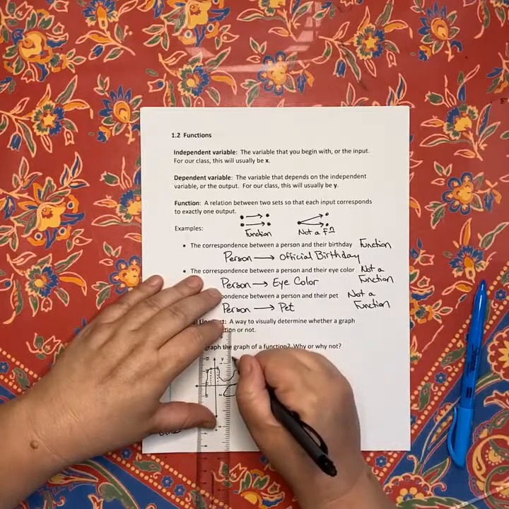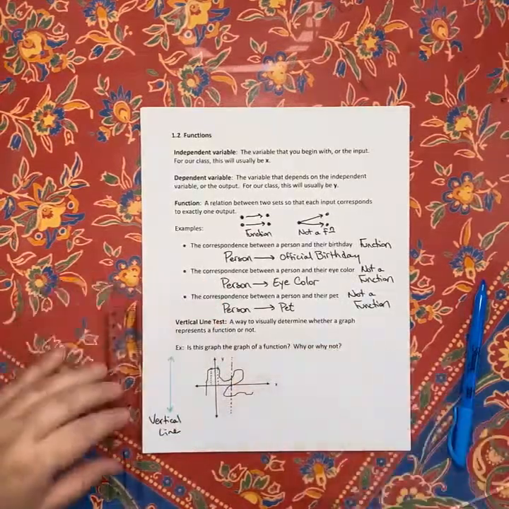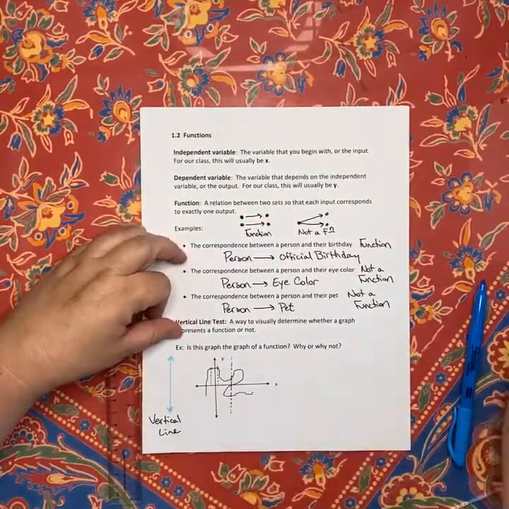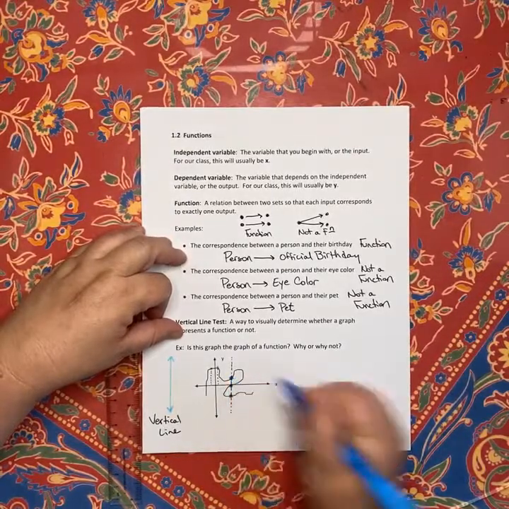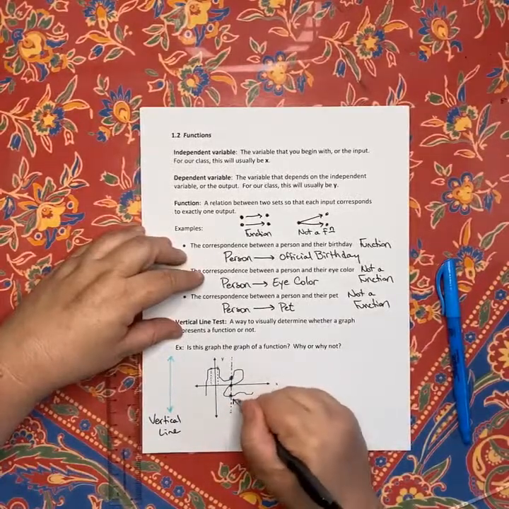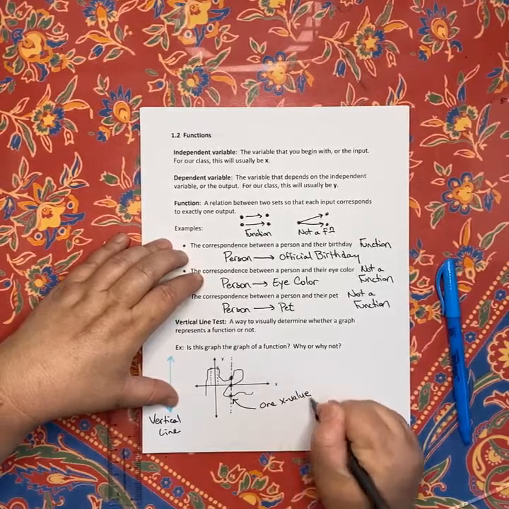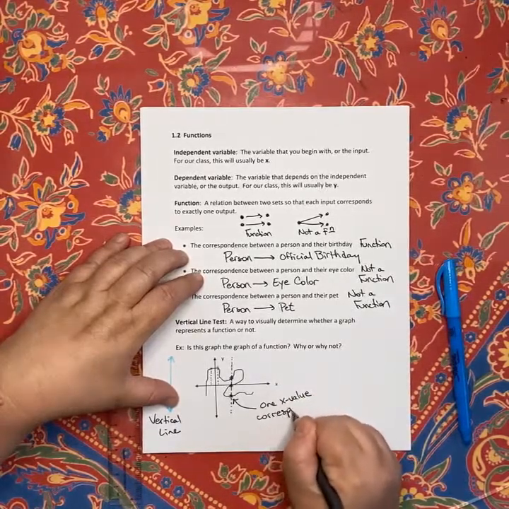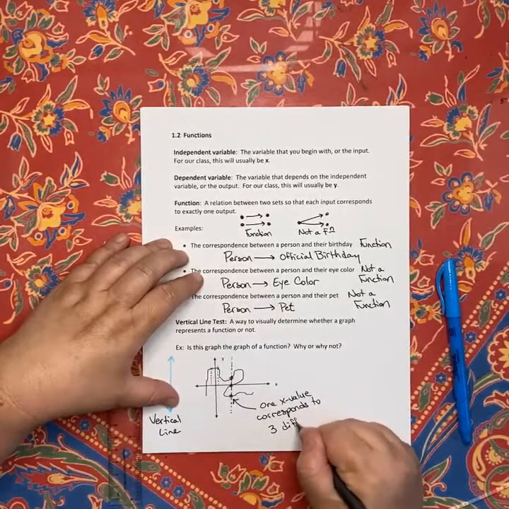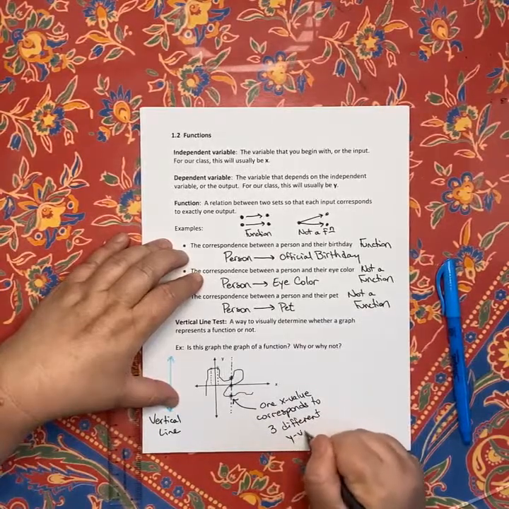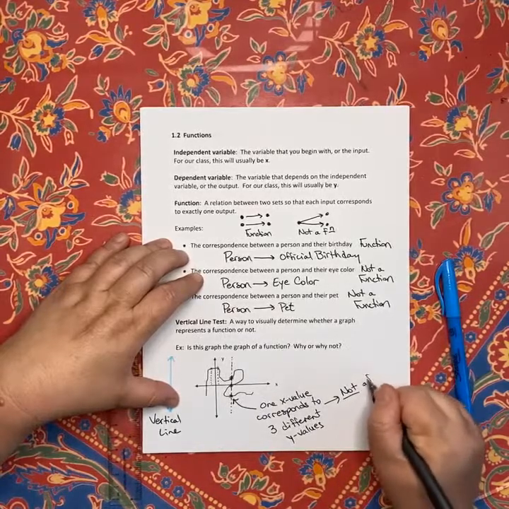Now let's look at what happens right here. If I look at this vertical line, trying to do a dotted line along it, at this vertical line right there, how many times do I cross through the graph? There, there, there. So right here, we've got one X value that corresponds to 3 different Y values. So this is not a function.